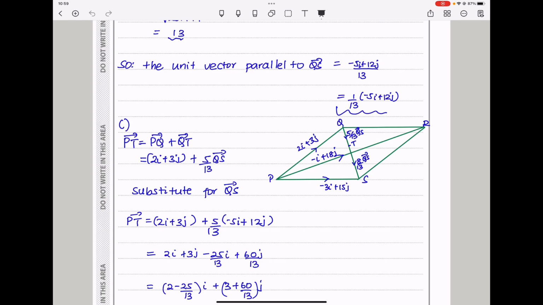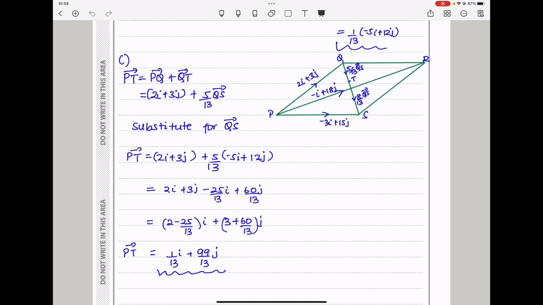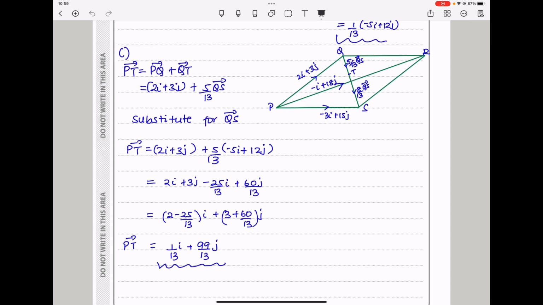But we already know vector QS, so I substituted for vector QS, and therefore my vector PT is equal to 2i + 3j plus 5/13 times (-5i + 12j), and this gave me 2i + 3j - 25i/13 + 60j/13, which is equal to (2 - 25/13)i + (3 + 60/13)j. And to simplify, my vector PT was 1/13 i + 99/13 j.